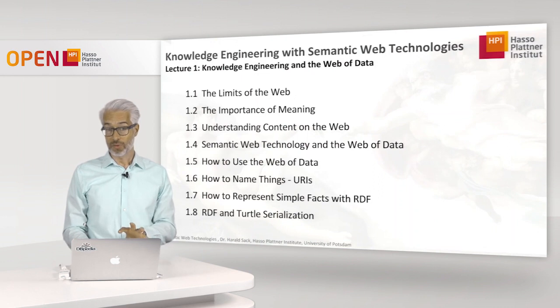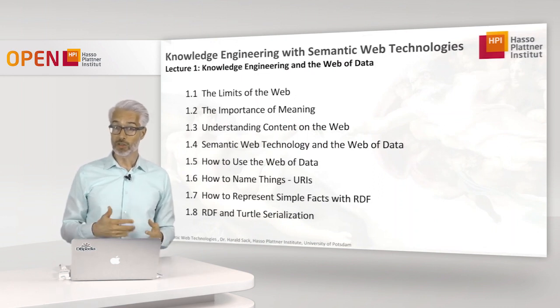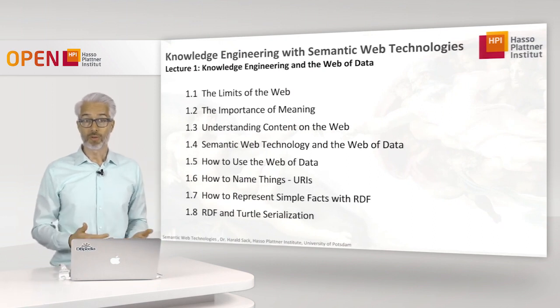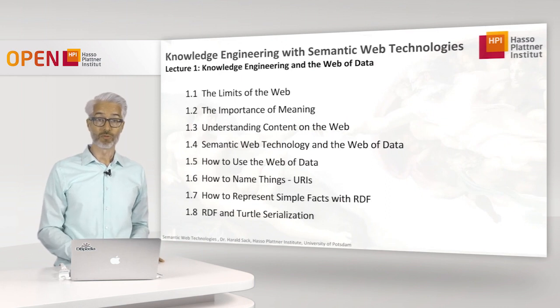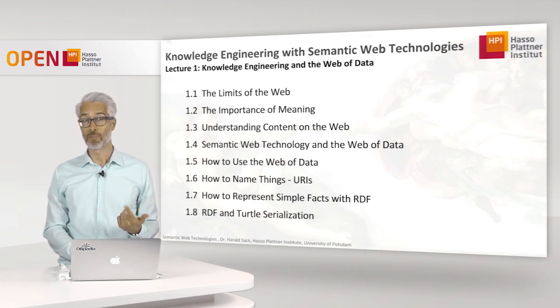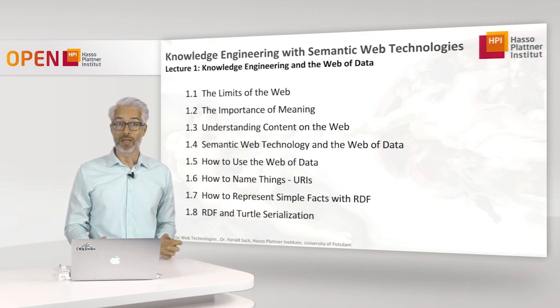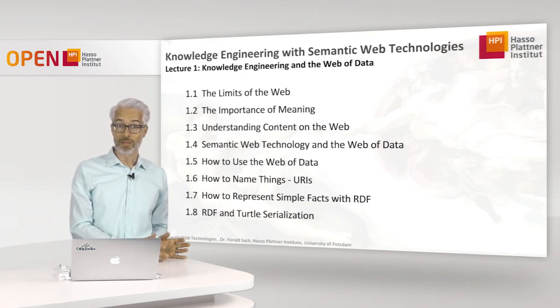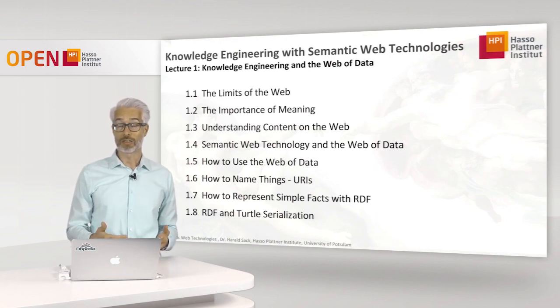So therefore, in the second part, we will talk about the importance of meaning, and we will introduce some of the important terms that are needed here and will define them. So, for example, syntax, semantics, context, and pragmatics. Then we want to adapt this concept to the web. So in the third part, we will talk about understanding content on the web and how this works.